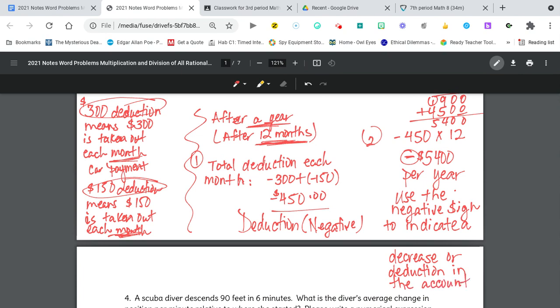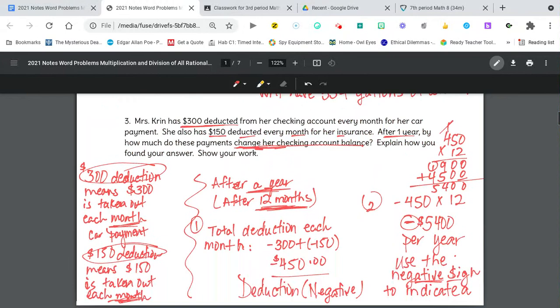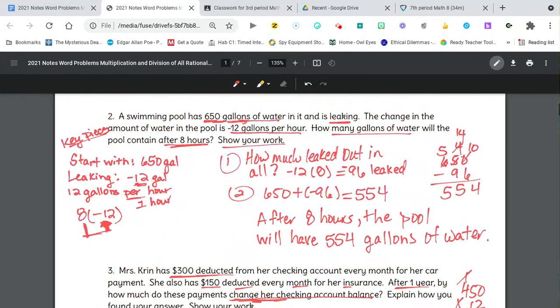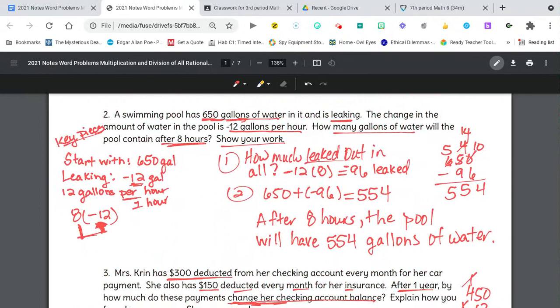Okay? But if I use the word decrease or deduction, I can just stick with 5,400. But because I'm not using words, we're focused more on the signs in this lesson. Use the signs for me, okay? That's why on this one, I put negative 12. I know it's leaking out 12 gallons per hour, but I'm going to say negative 12 times 8, which gives me negative 96. Now, I know it leaked 96 gallons, but if I don't use the word leaked, I got to use the negative, guys.